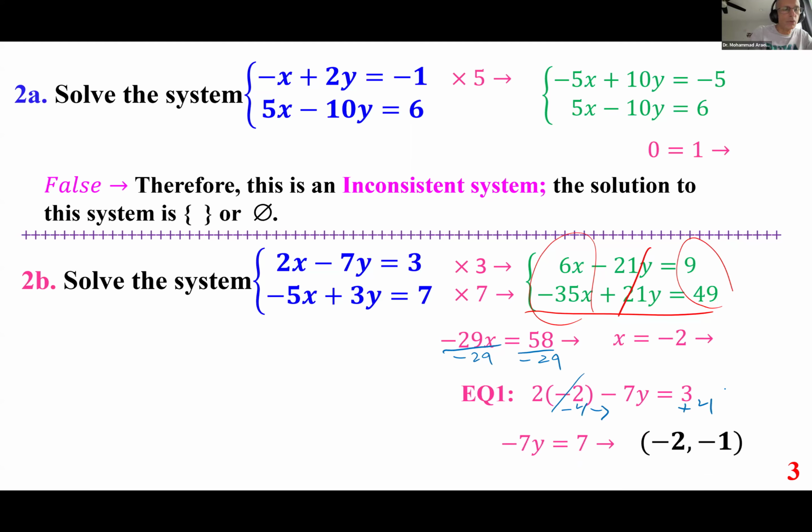It is extremely important. Since we used equation 1 to come up with the pair, you check it with the remaining equation, in this case, equation number 2. So minus 5 times minus 2 is positive 10. 3 times negative 1 is minus 3. They add up to 7. So you should check, and it literally takes seconds.